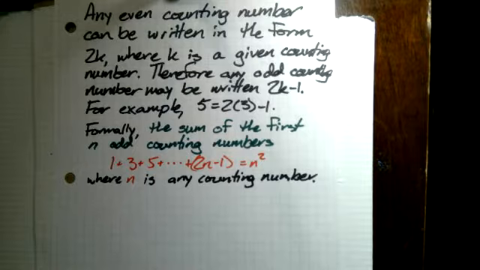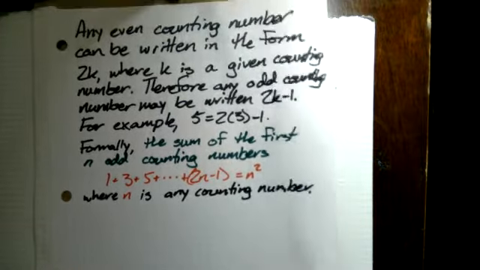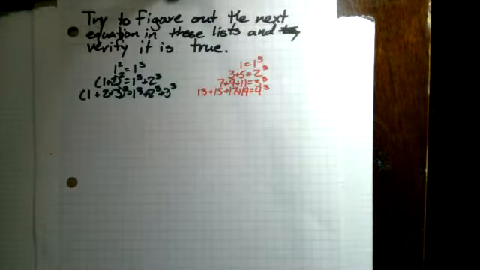Formally, the sum of the first n odd counting numbers is 1 plus 3 plus 5 plus a bunch of other stuff plus 2n minus 1, and that's equal to n squared, where n is any counting number. So this is what we call a sum formula.